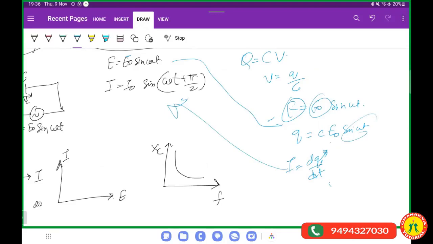So the differentiation and integration part, you can do that, and you can get the I value. If you want me to do it, then okay, that's also fine. C will be constant, E naught will be constant, sin omega t will become cos omega t, and omega will come outside. So C omega E naught cos omega t.